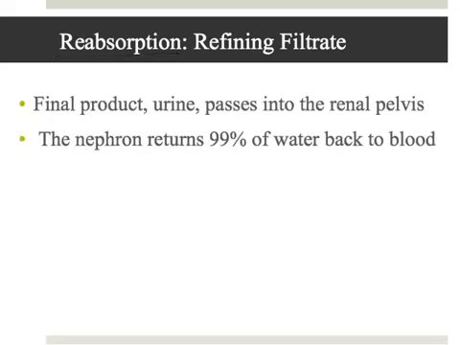So now we've put everything we want to keep back into the blood, and the only thing left in the renal tubule is waste, and that waste we call urine. Most of that urine passes through the renal pelvis, that part of the kidney, the inside piece, and exits the body. And it turns out that almost all of the water is reabsorbed during reabsorption.